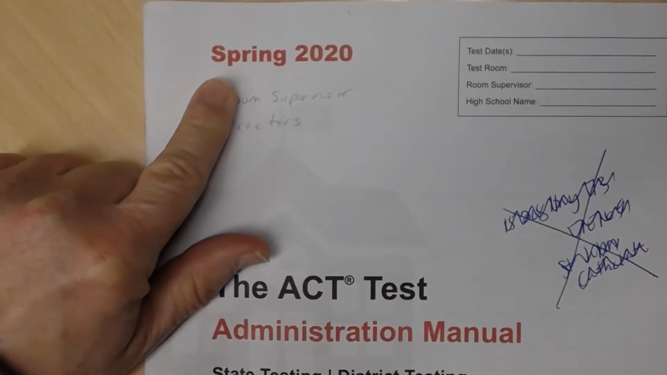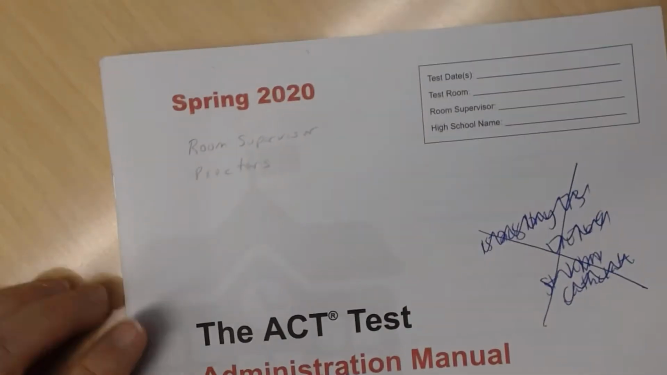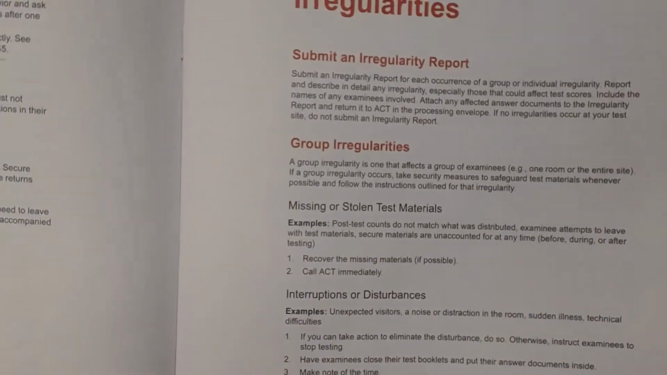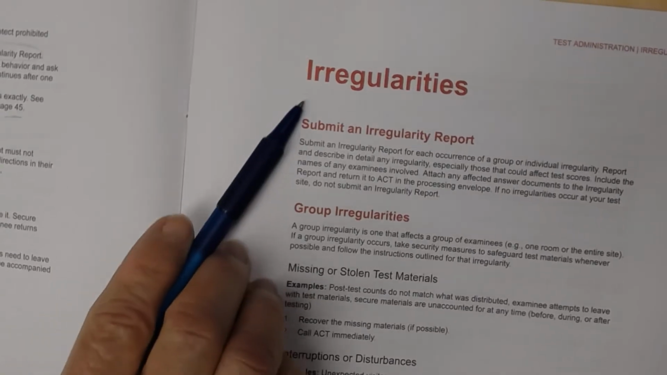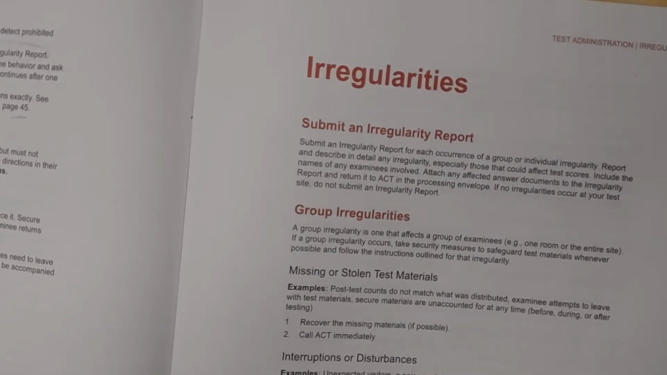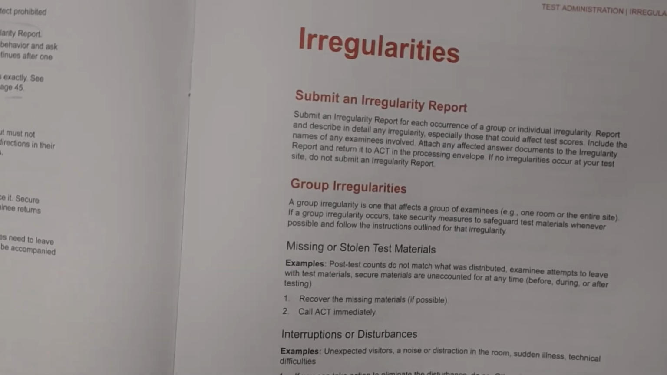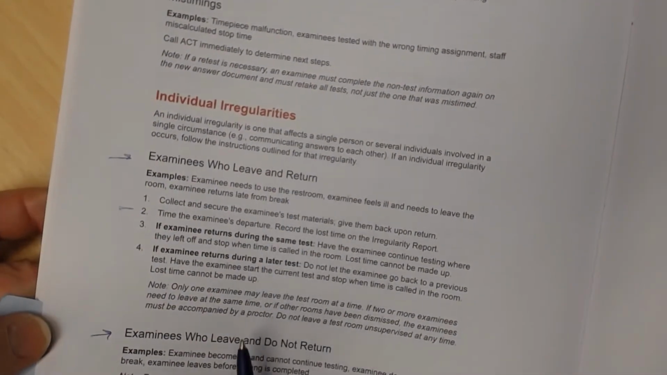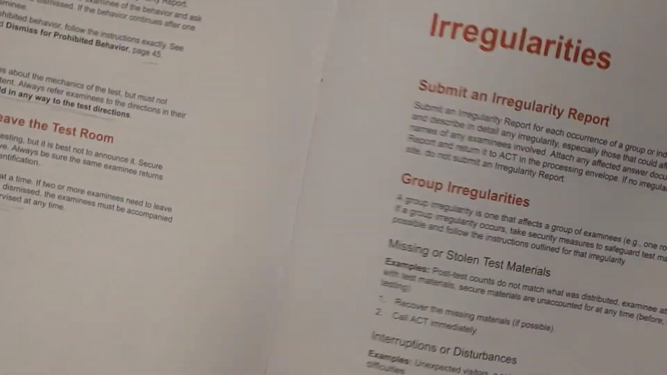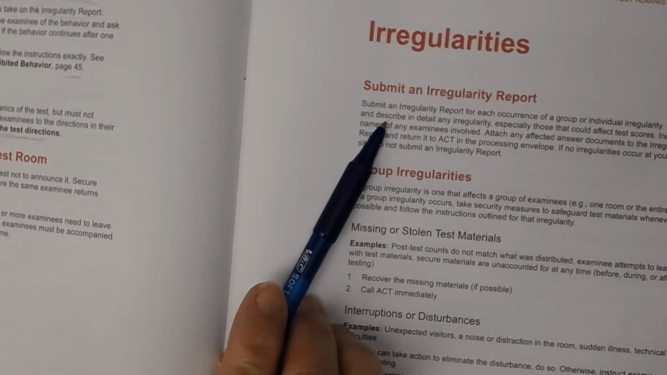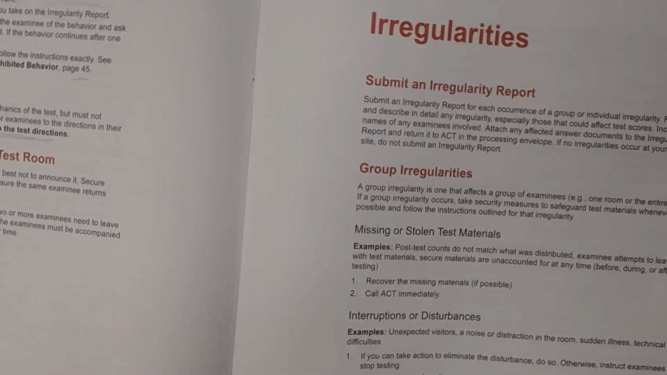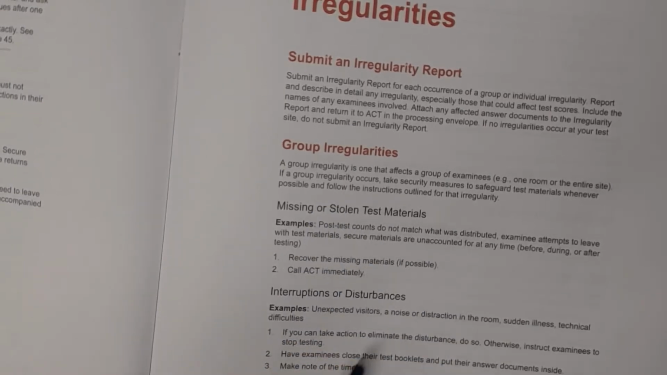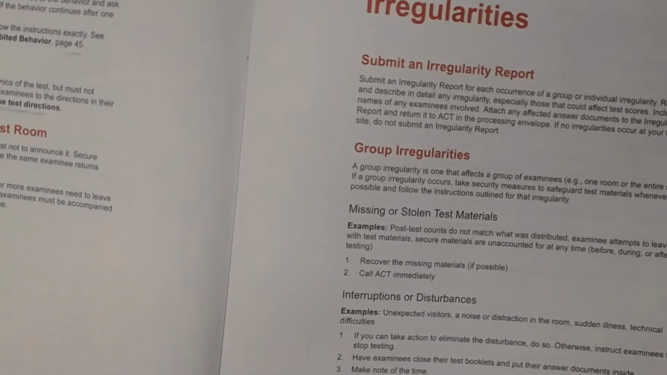And remember, we're looking at spring 2020, so make sure as we go through this discussion that you have your manual with you. Before we begin, it is your responsibility to make sure you read all parts of the irregularity section. Make sure you understand the difference between group irregularities and the different scenarios and what to do in each case, and make sure you understand individual irregularities and what to do in each case. It is your responsibility as a room supervisor and as a proctor to understand all aspects of this. If you have any questions on anything that you read, make sure you discuss this with your test coordinator.